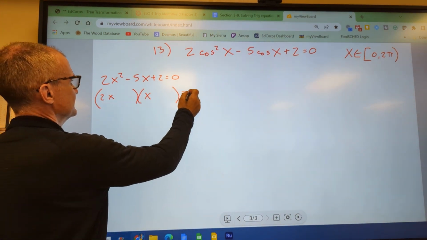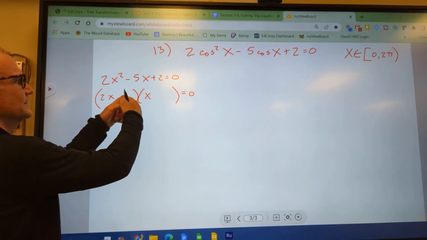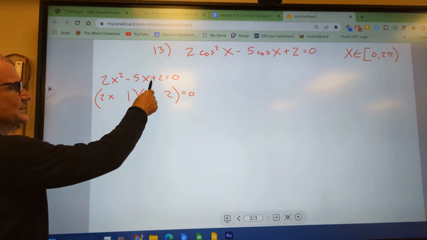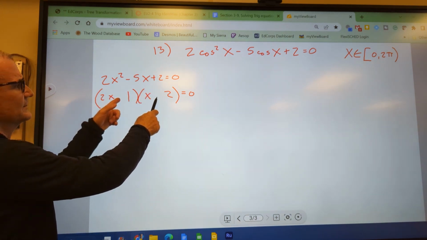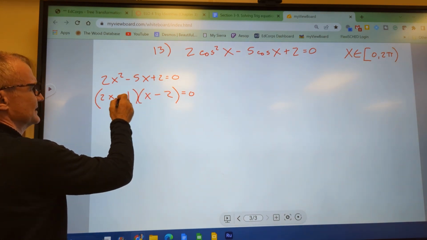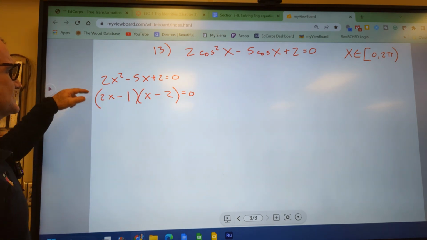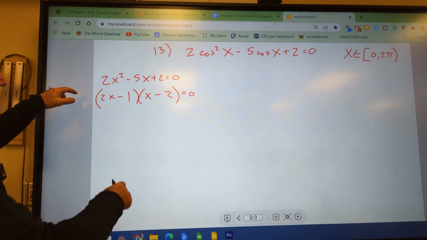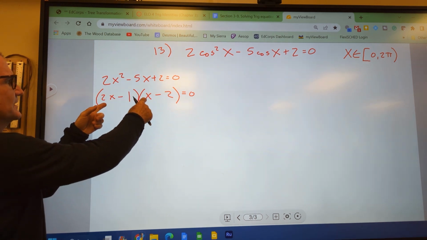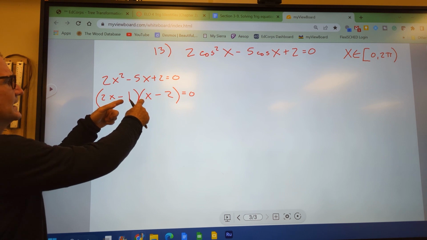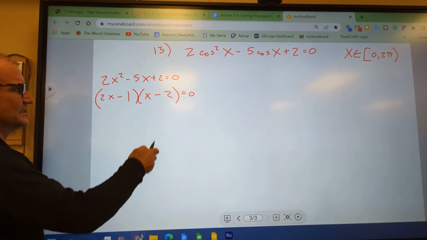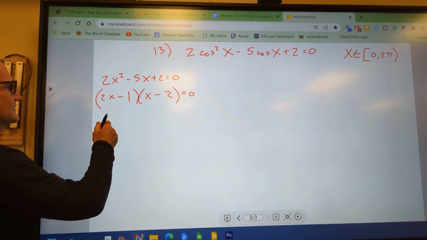Only factors of 2 are a 2 and a 1. Either the 2 goes here and the 1 here, or the 2 here and the 1 here. For this to be positive, they either have to both be negative or both positive. But to get that negative 5x, they're both going to have to be negative. The reverse operation of factoring is distribution or foiling, a quantity times a quantity. So my check is 2x squared minus 1x minus 4x is negative 5x plus 2. So I can see I factored it correctly.